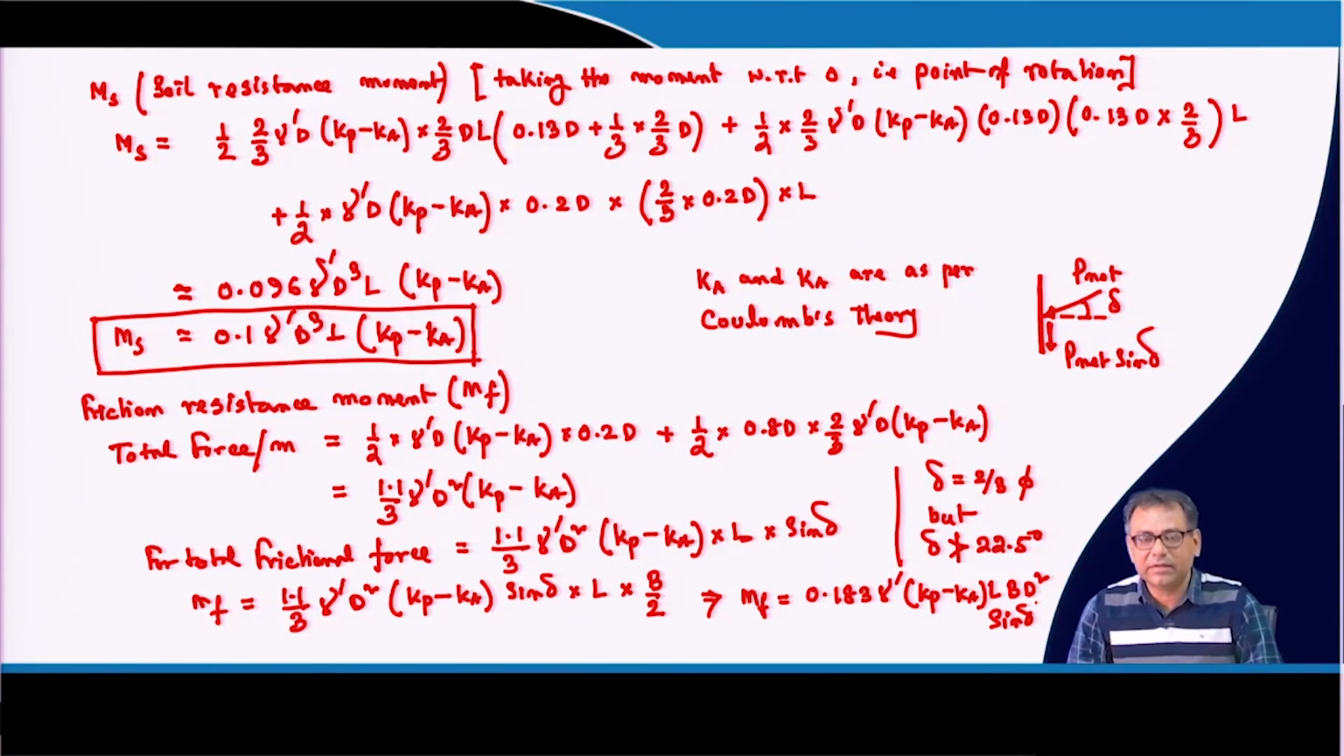In the next class I will discuss how to get the equation of MF for the circular footing, circular well. This is for the rectangular well, and in the next class I will discuss the circular well, and then how to set the condition that the summation of these moments, because these are the resisting moments, should not be less than the moment which is applied. Those things will be discussed in the next class. Thank you.